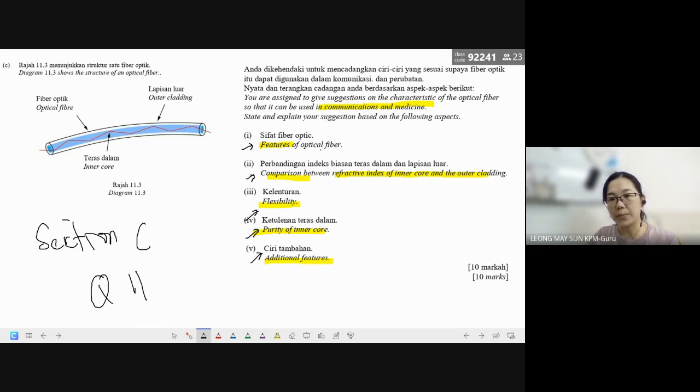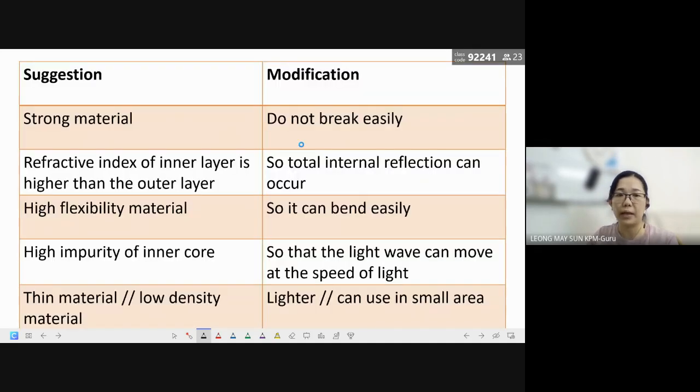Features of the optical fiber. What kind of features of optical fiber? It needs to be a strong material. Features can be many things. It can be the thinness of the optical fiber. It can be a lot of different features. For optical fiber, I considered the feature to be a strong material. Why does it have to be strong material? My answer is it does not break easily. So please do take note.